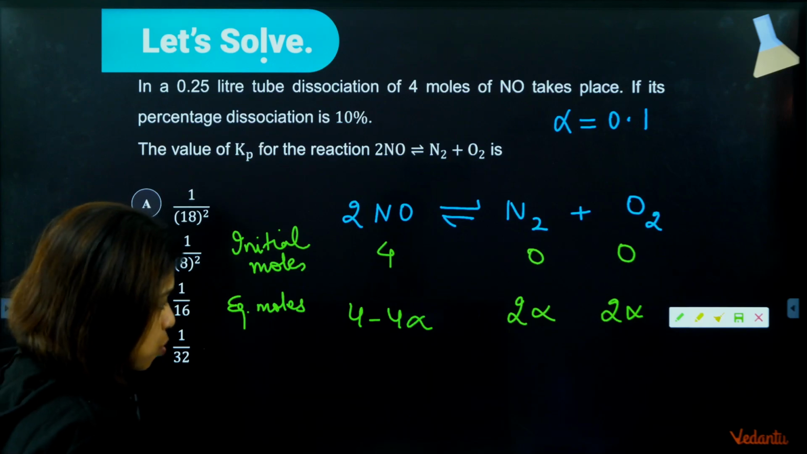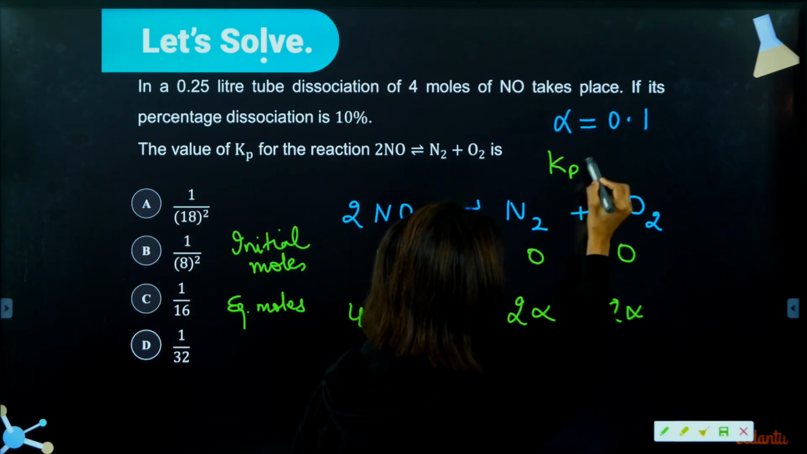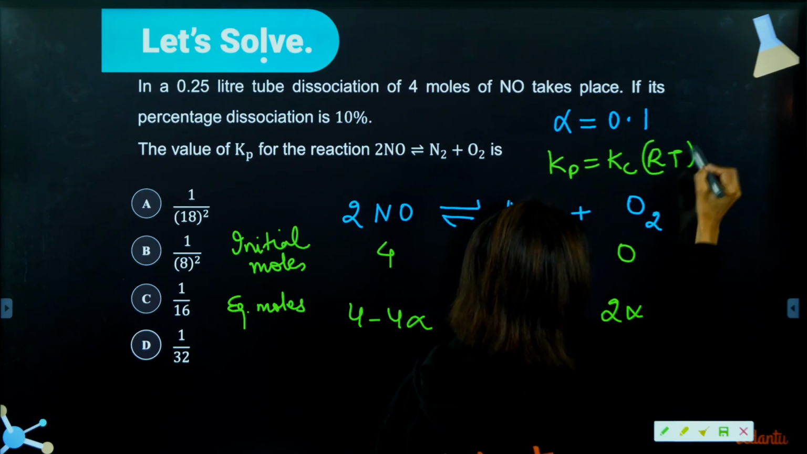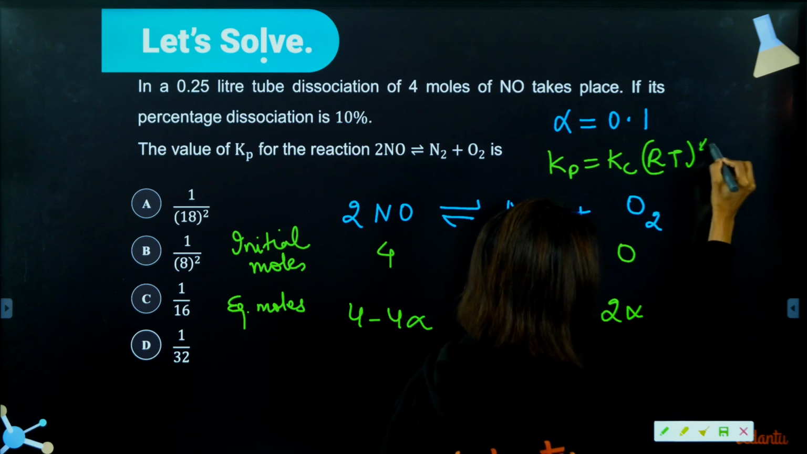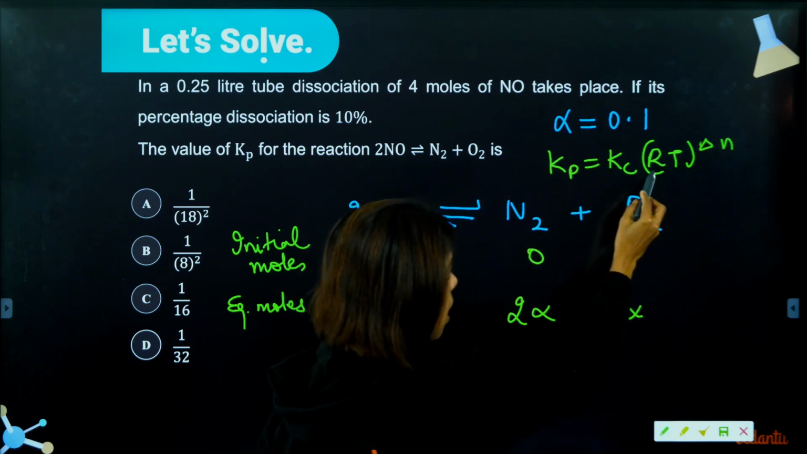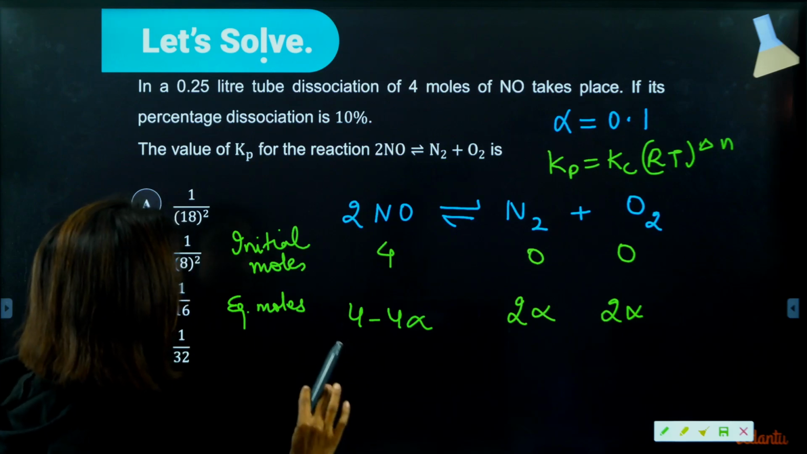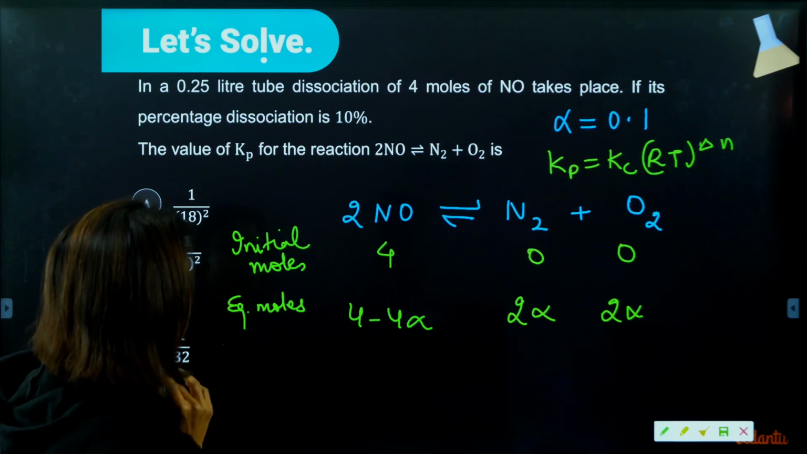Kp you are supposed to calculate here. And I hope you know Kp is equal to Kc RT delta N. So if you can calculate Kc here, the equilibrium constant in terms of concentration, R you know, temperature is also given to us, we can calculate the relation of Kp here, right guys?